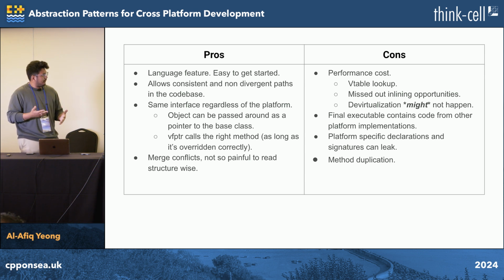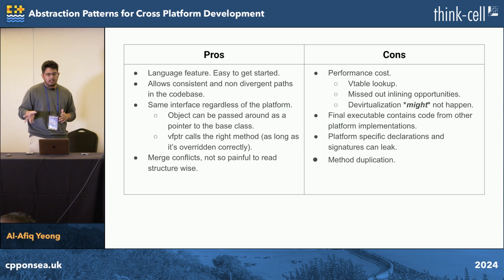The cost of runtime polymorphism is pretty much well known, right? We have the vtable lookup. You're missing out on inlining opportunities, and devirtualization might not happen. Hand wavy statement a little bit. Depends on how good your compiler implements devirtualization. But another problem is that your final executable also contains code of the other platform's implementation.